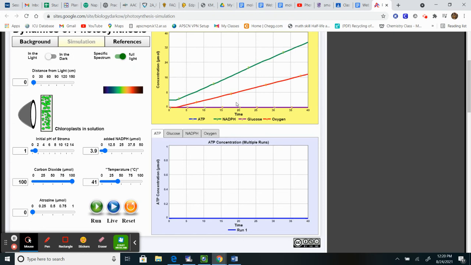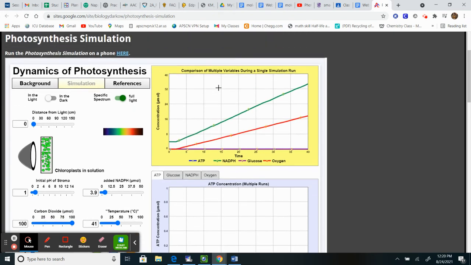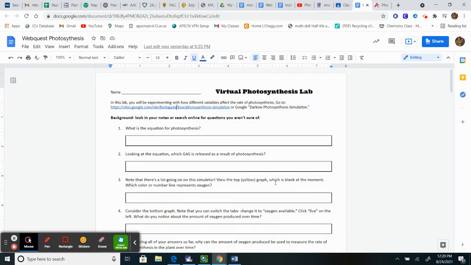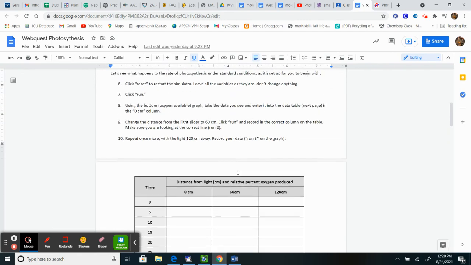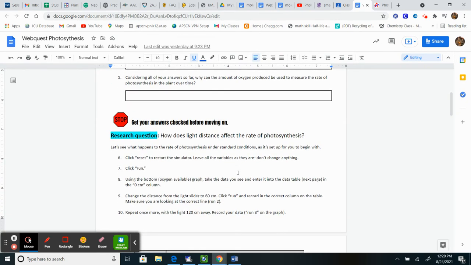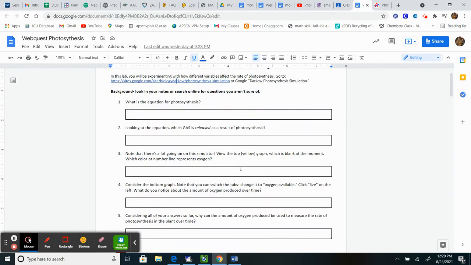And you will see that there are graphs that have been created. You will have to look at the graphs and put data into a chart. That's down here. Once you go ahead and you're confident in what you're doing, start reading the questions. And you can refer back to this video to help you. What is the equation for photosynthesis? We kind of gave you that in our notes. That is the 6 water molecules plus 6 carbon dioxide molecules plus light. That gives us our glucose and our oxygen.